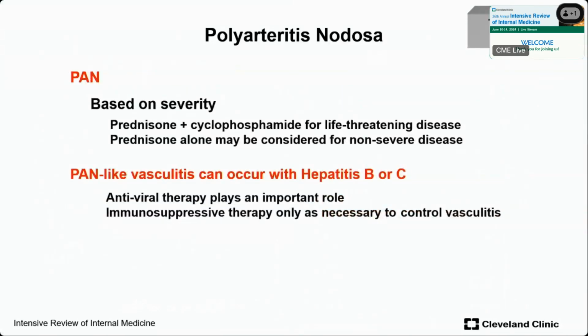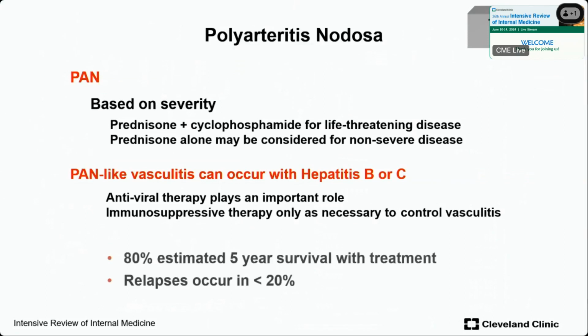The treatment of polyarteritis nodosa is based upon its severity, where prednisone and cyclophosphamide would be initiated for life-threatening disease, and rare instances of non-severe disease may be treated with prednisone alone. It should also be recognized that a PAN-like vasculitis can occur in association with hepatitis B or C, where antiviral therapy plays a central and important role, and immunosuppressive therapy is only used as necessary to control the vasculitis. Polyarteritis nodosa has an 80% estimated 5-year survival with treatment, and relapses occur in less than 20%.